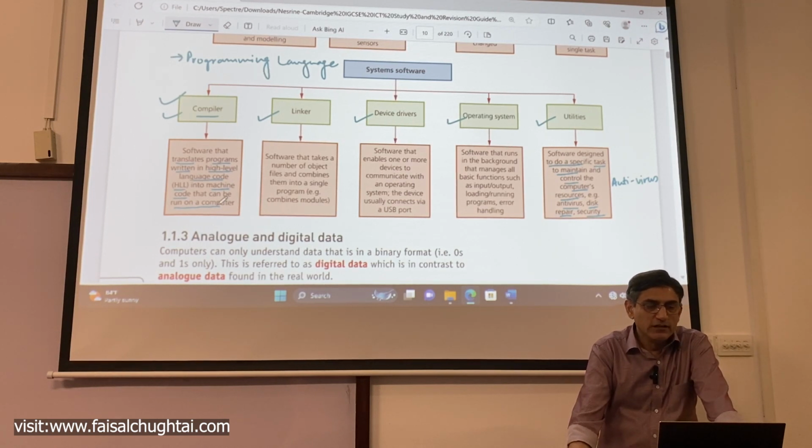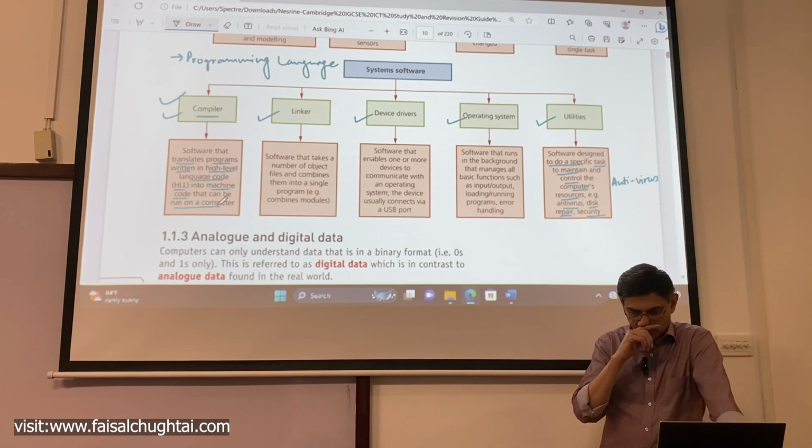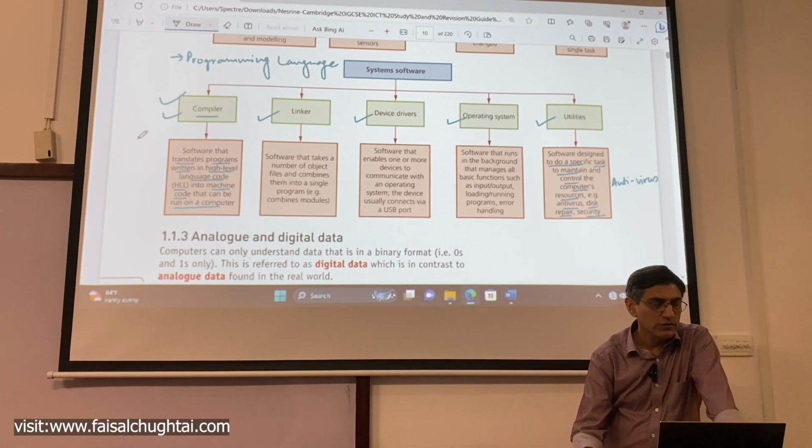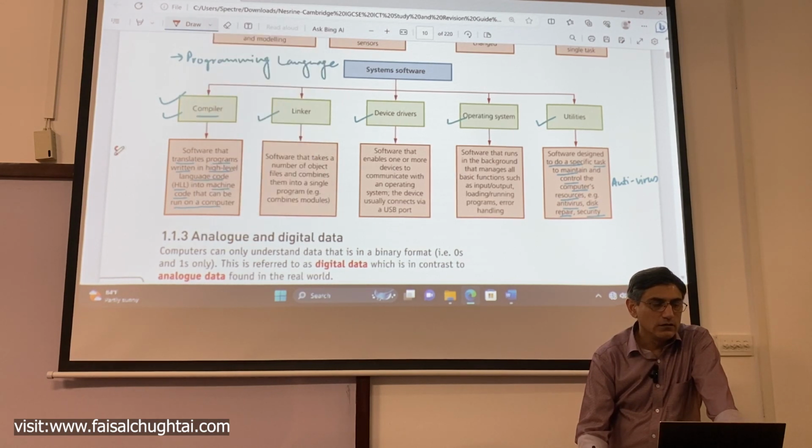Okay, two more terms that I would like to introduce here, and those terms are source code and object code.